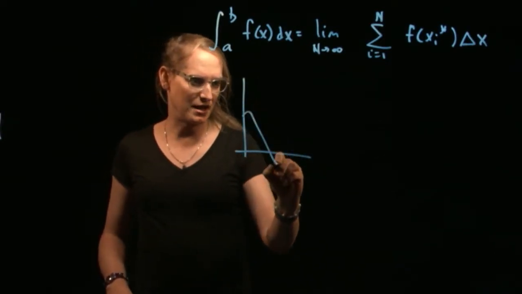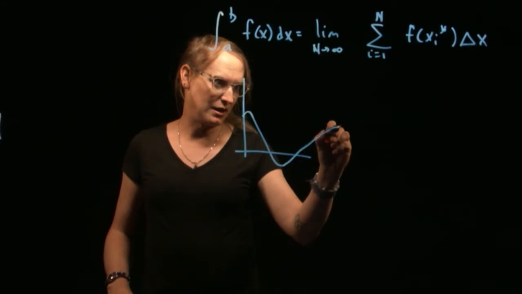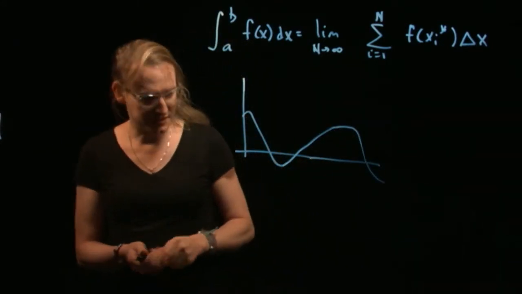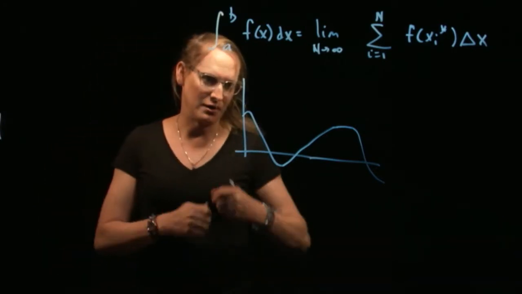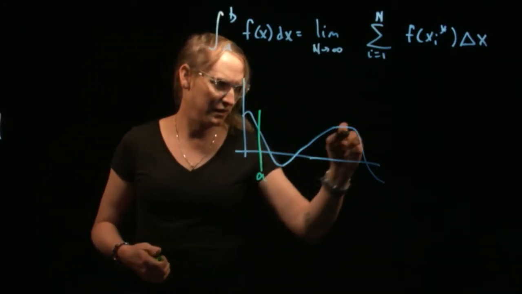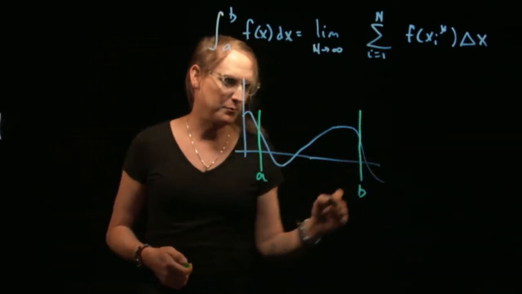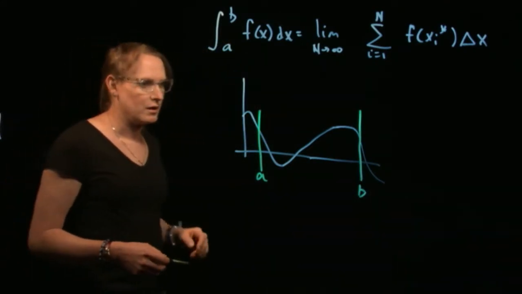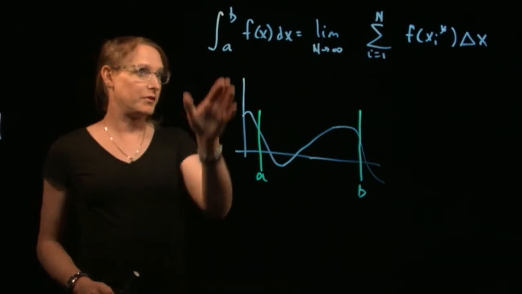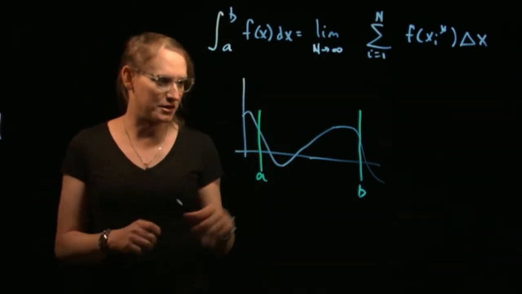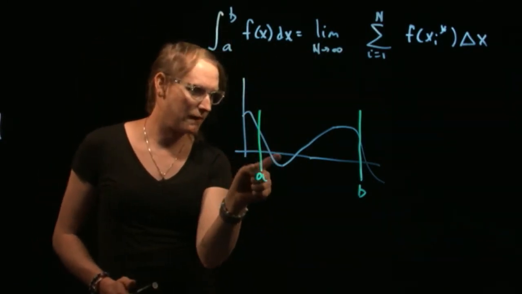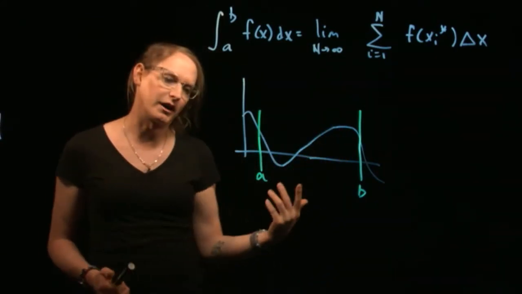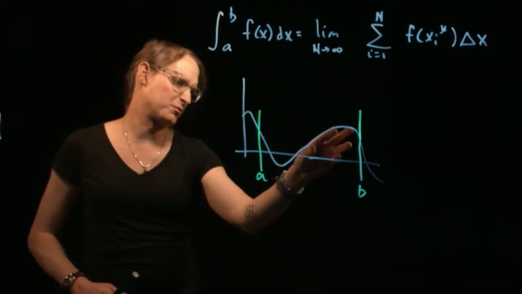So I'm going to draw a picture on the board here. Let's take that to be my function, and let's consider what's happening between A and B. So the integral is this area right here. There's some negative, which is going to cancel out. So it's pretty much this area right here. Looks like this is a little bigger than this one.